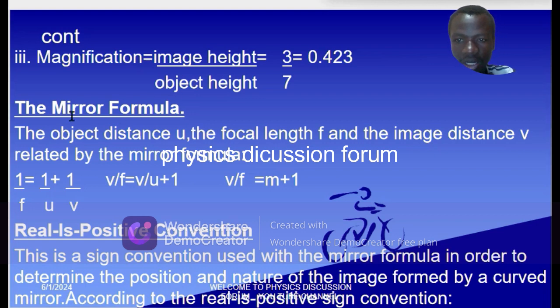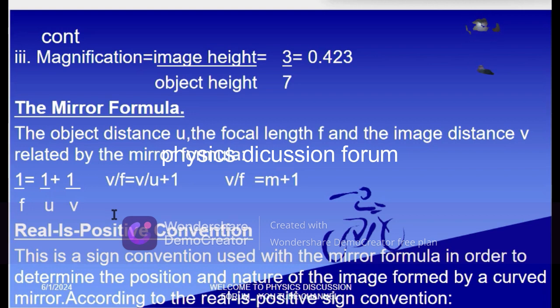Let us now move to the mirror formula. So for the mirror formula, we consider object distance and focal length. It is said that 1 over f equals 1 over u plus 1 over v. Yes. So that is the mirror formula. Therefore, we can play around with the formula, multiplying all through by v. We get v over f equals v divided by u plus 1. But v divided by u is the magnification. Therefore, v divided by f equals magnification plus 1. Then we can play around with that.